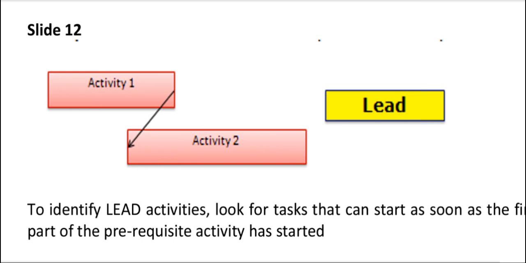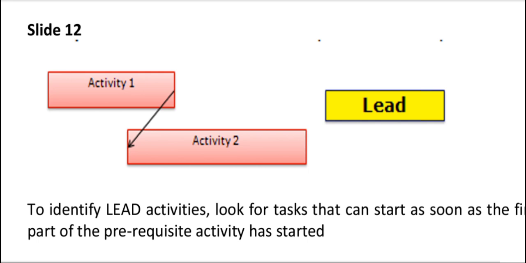So we have two different activities. The first one is the lead activity. To identify the lead, look for tasks that can start as soon as the first part of the prerequisite activity has started. In this example, activity 2 can start before activity 1 is completed. Therefore, it is a lead activity.